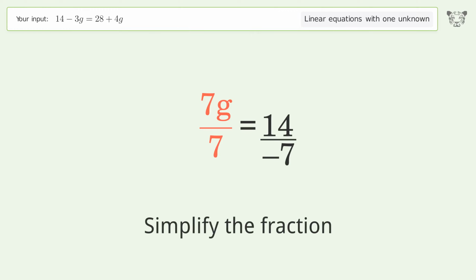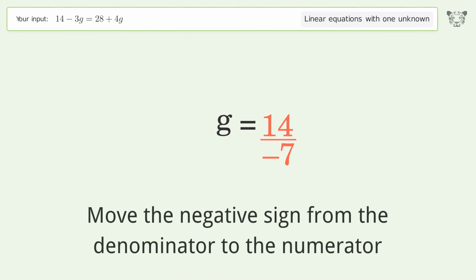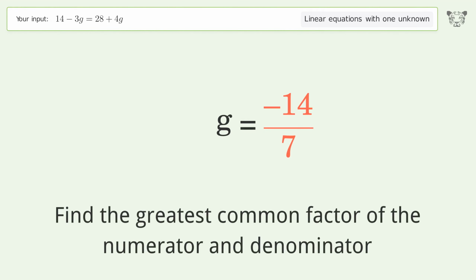Simplify the fraction. Move the negative sign from the denominator to the numerator. Find the greatest common factor of the numerator and denominator. Factor out and cancel the greatest common factor. And so the final result is g equals -2.